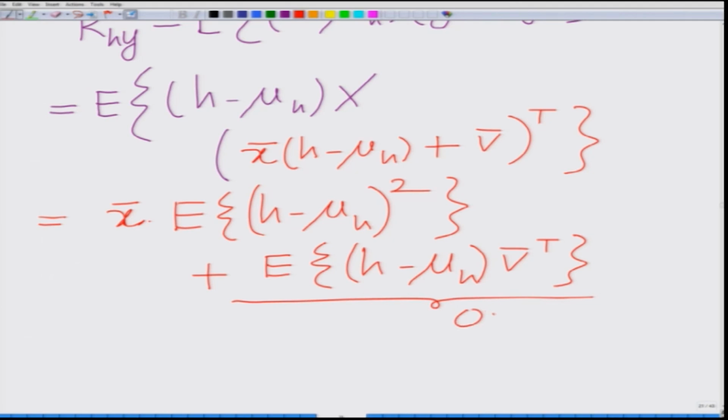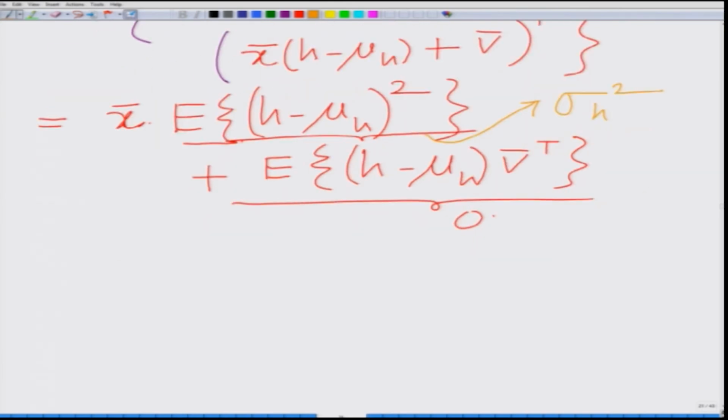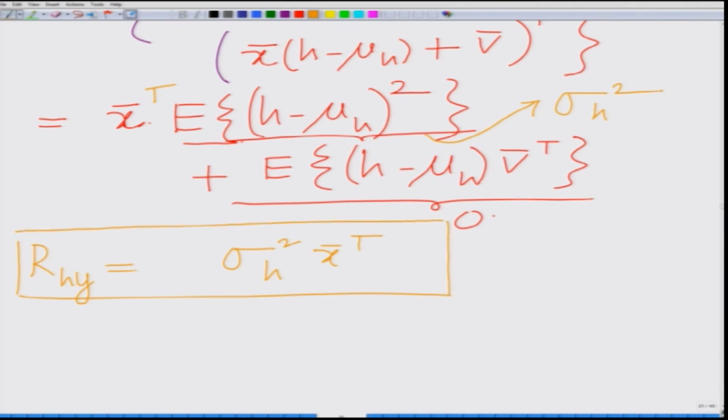because the noise and parameter are uncorrelated, and this, remember once again, is simply expected value of h minus mu h square. This is equal to sigma h square. So, therefore, this is equal to, well, there will be a transpose here, sigma h square x bar transpose, which is basically your R h y. So, this is basically your expression for R h y.